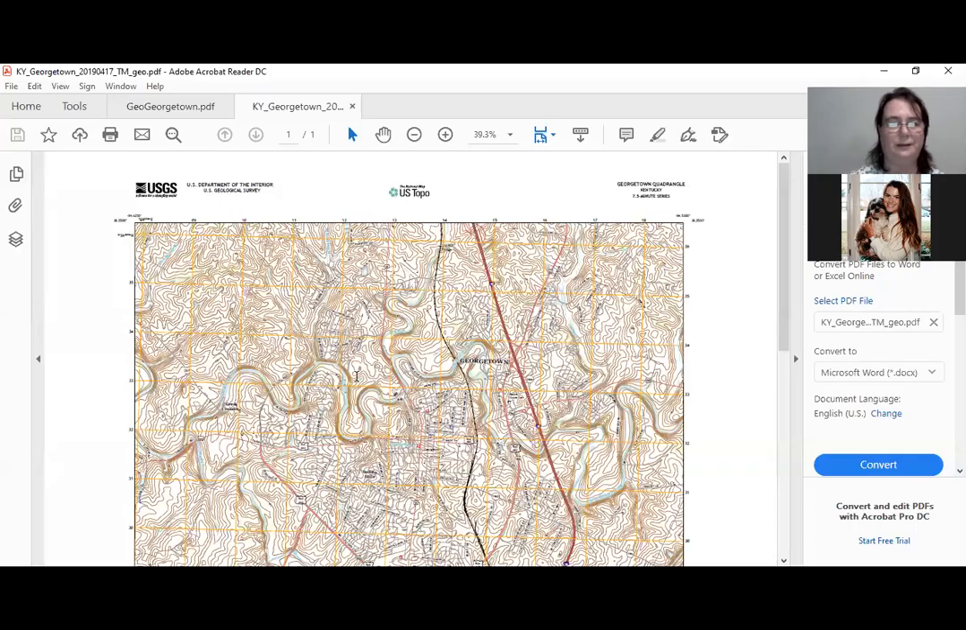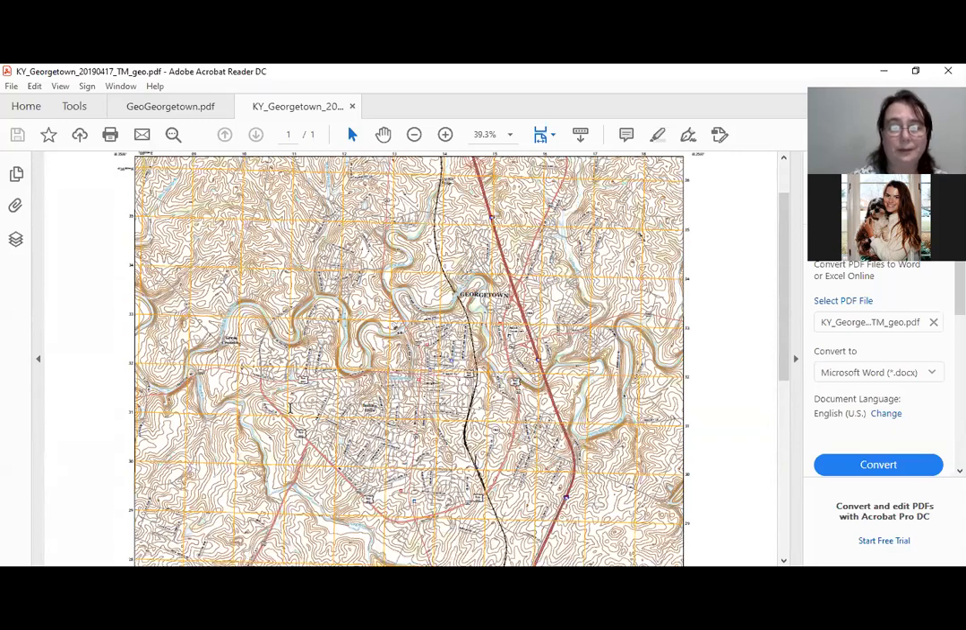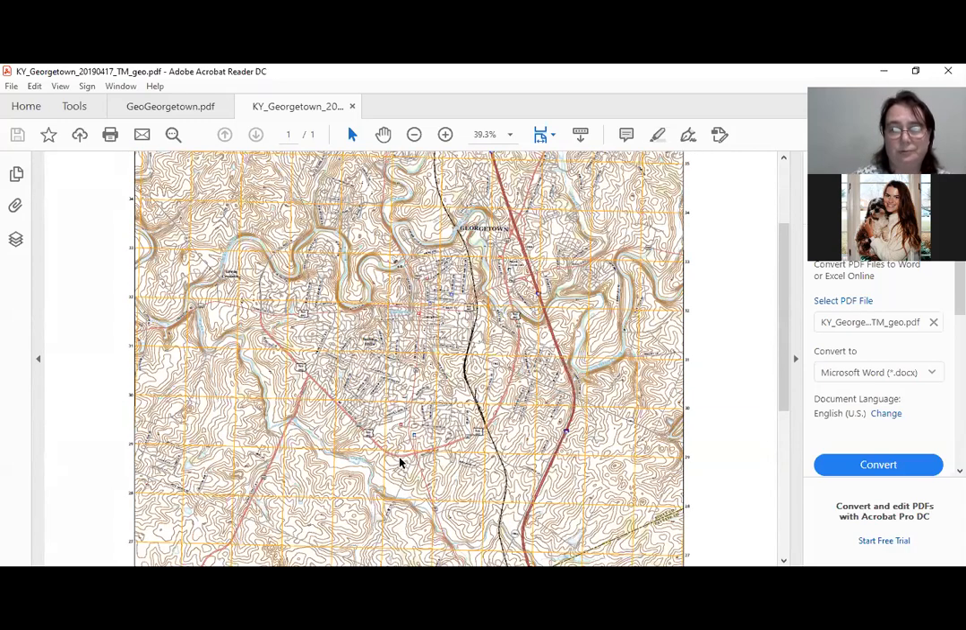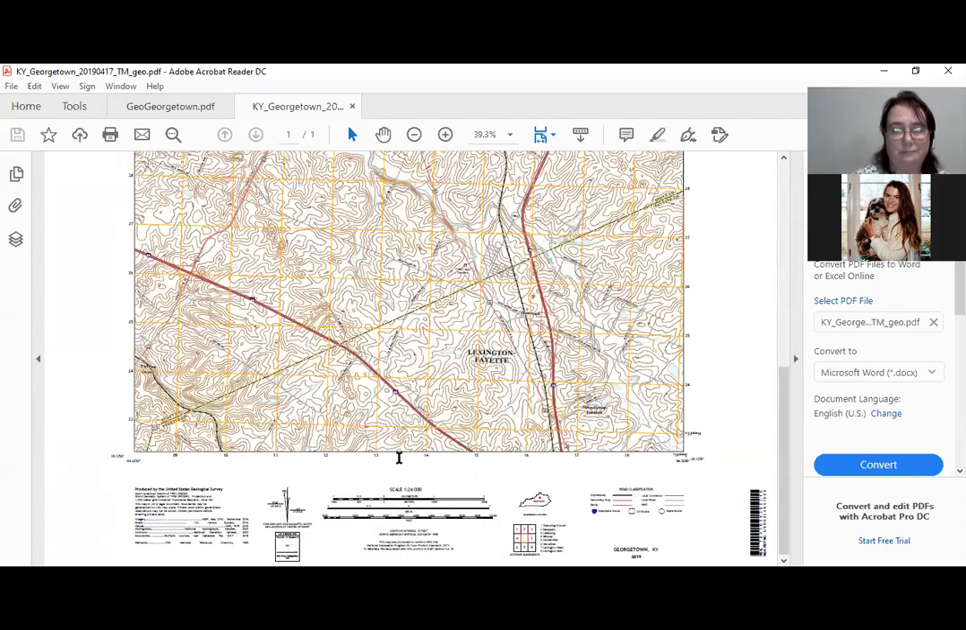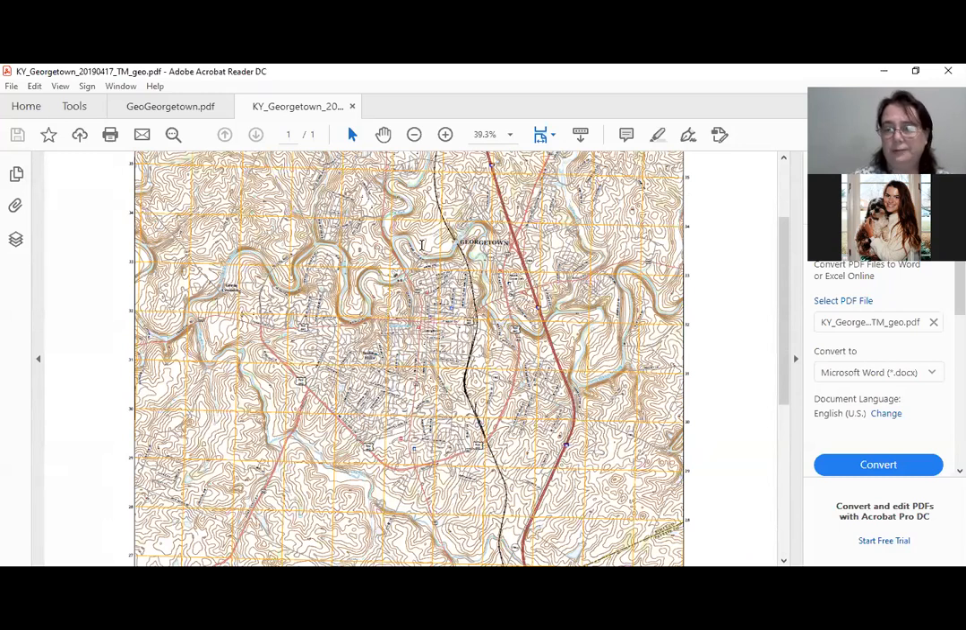You're going to see a map just like this, and I'm going to show you an older version. So this is the Georgetown quadrangle, it's called. This is a topographic map. The whole US and probably all of North America is mapped like this.